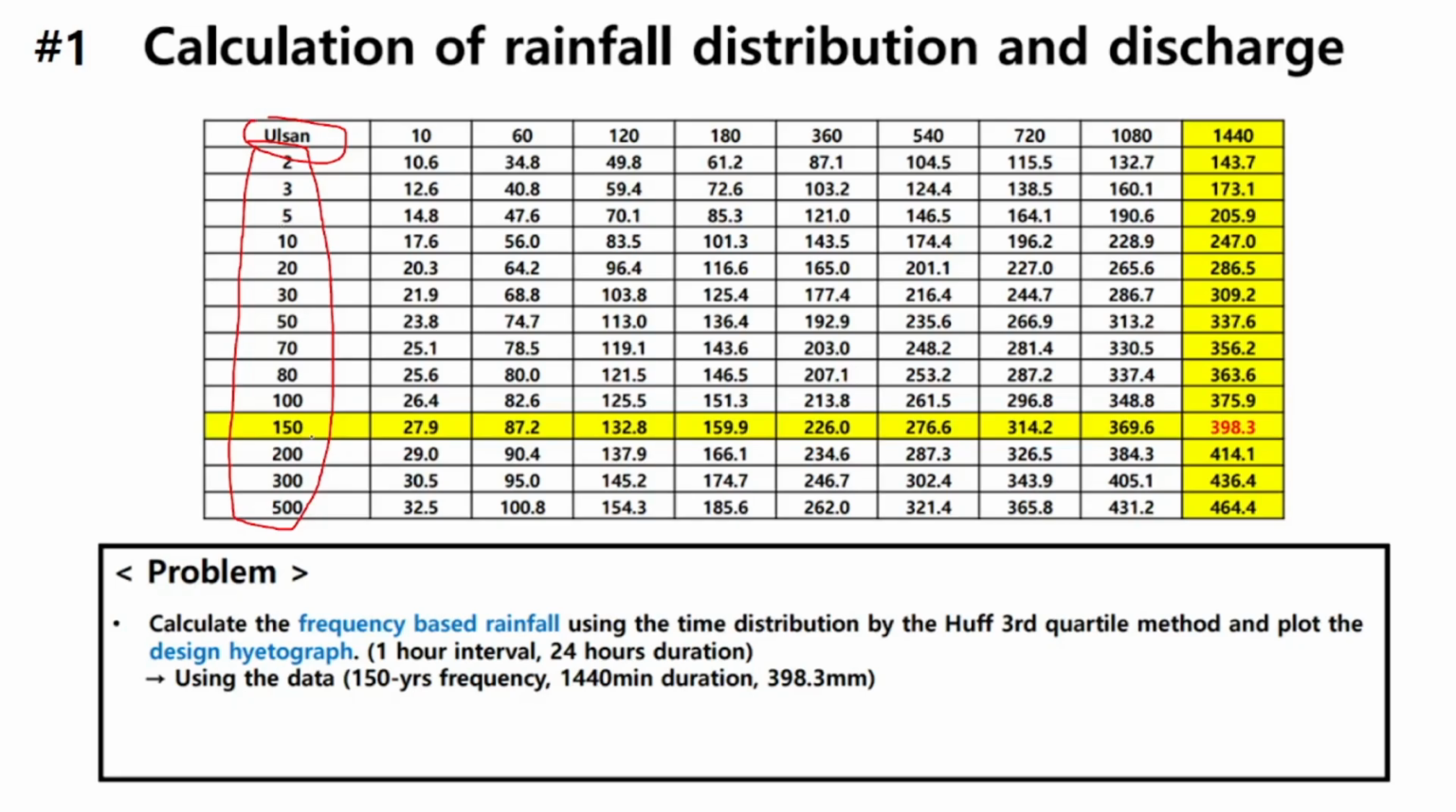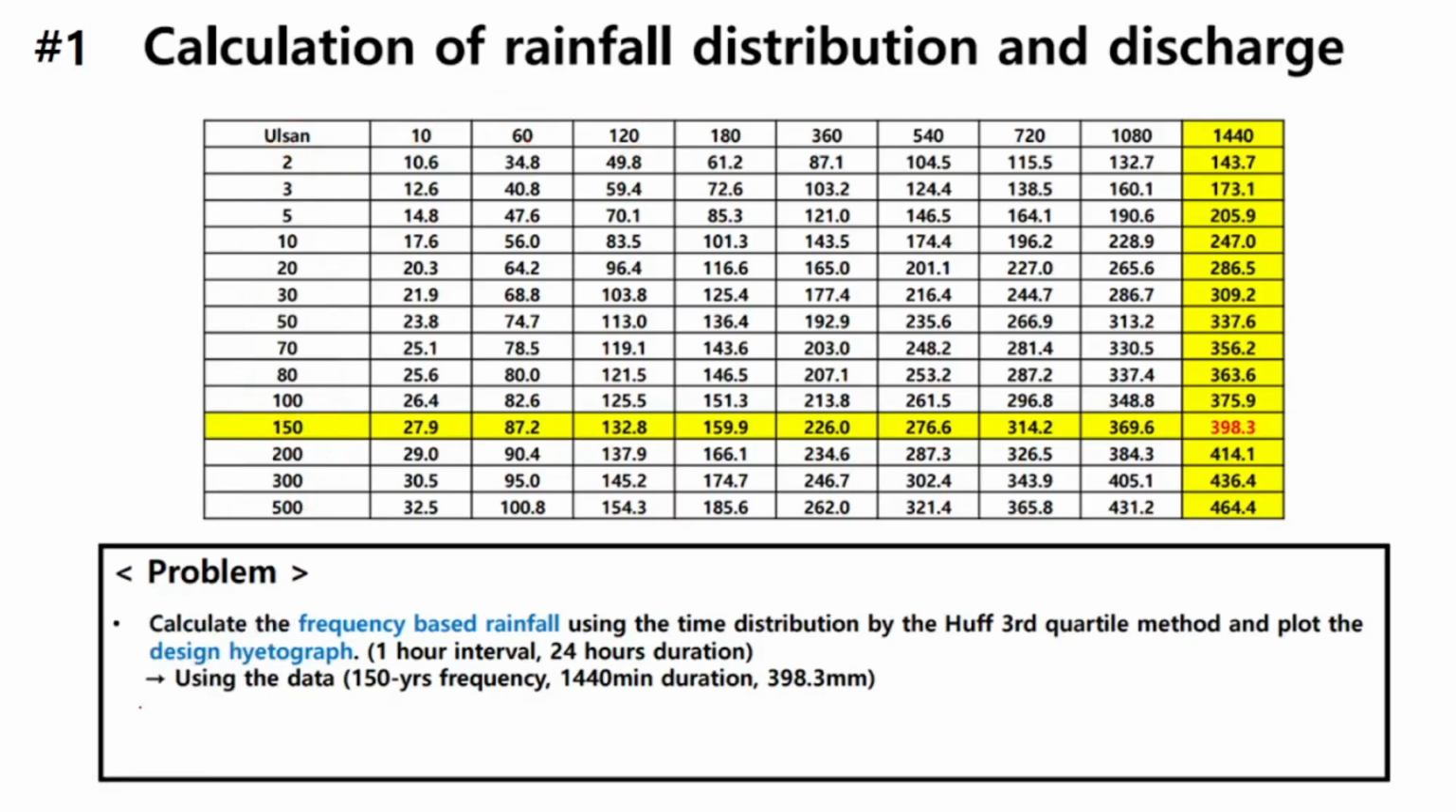So if we say 150 years frequency, it means it will take approximately 150 years for this same amount of rainfall to happen. So it's a very rare rainfall event, okay? Because this type of rainfall only happens every 150 years. So on the x-axis, the row, we have the durations. So this is 10 minutes duration, 60 minutes, 120 minutes, and so on.